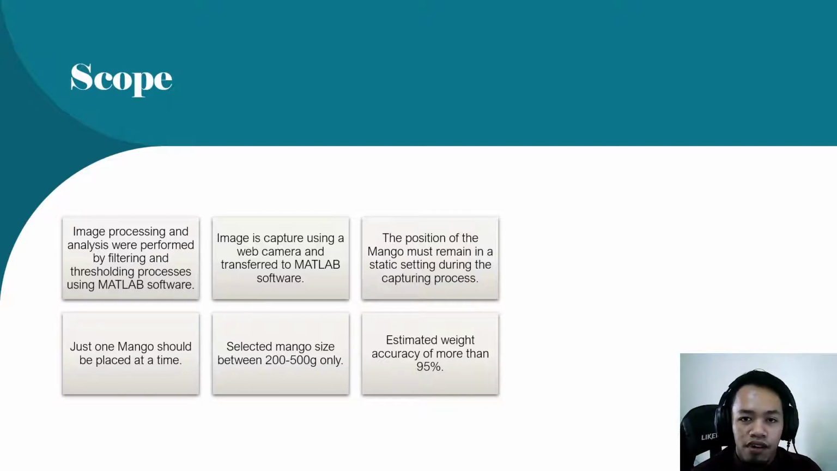Next, the position of the mango must remain static during the capturing process. Next, just one mango should be placed at a time. Next, selected mango size is between 200 to 500 grams only. These three scopes are very important to cover when performing image processing in this project. Lastly, estimate weight accuracy of more than 95%. The accuracy is most important for local farmers when grading the mango.